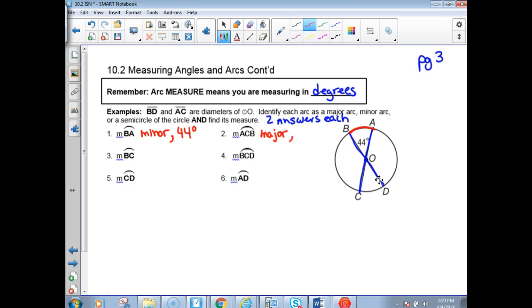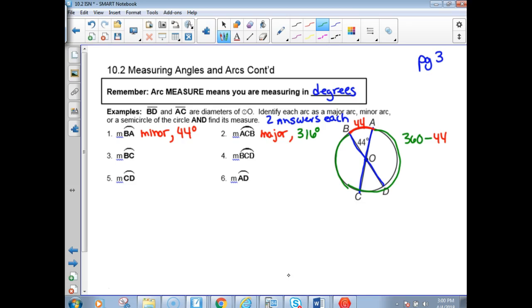All right, so I just write major, and now I'm going to figure out the size of it. I know that it's everything except, okay, so it went through C from A all the way to B. It's everything except the 44. So to figure this arc out, I'm going to do 360 minus 44. This is 44 out here. I can put that there. 360 minus 44 is going to give me the answer, 316, right?